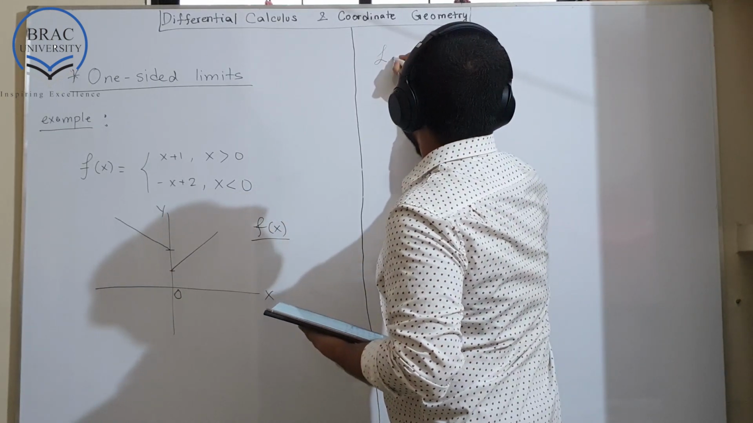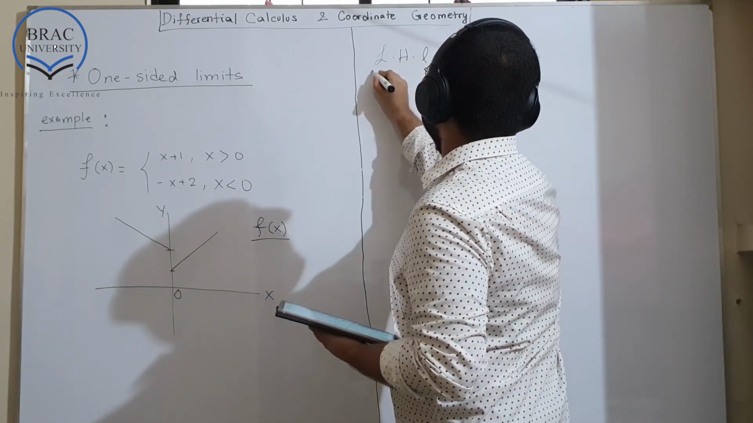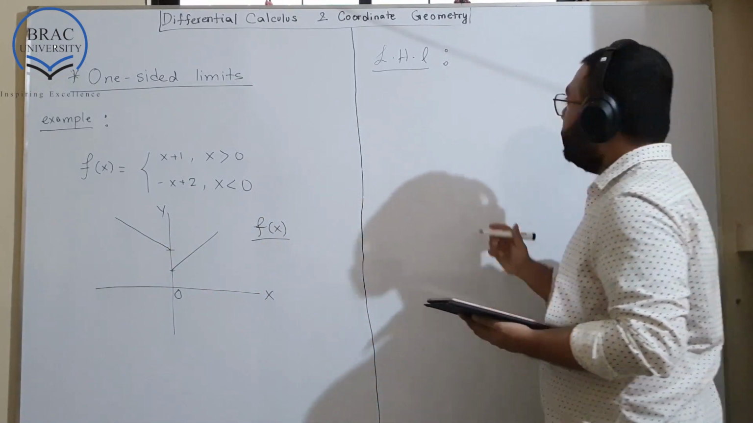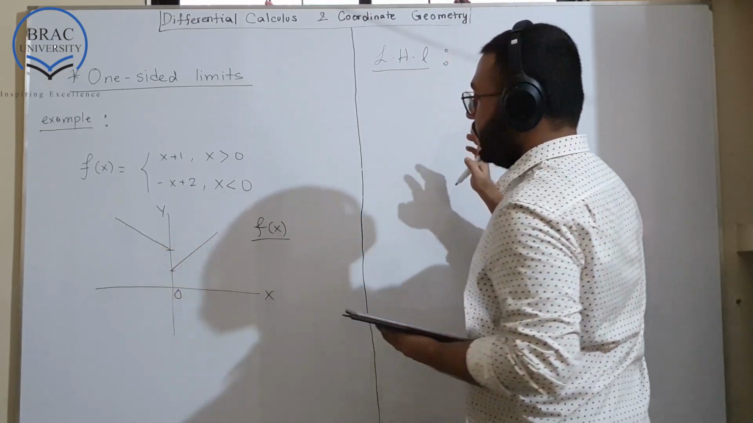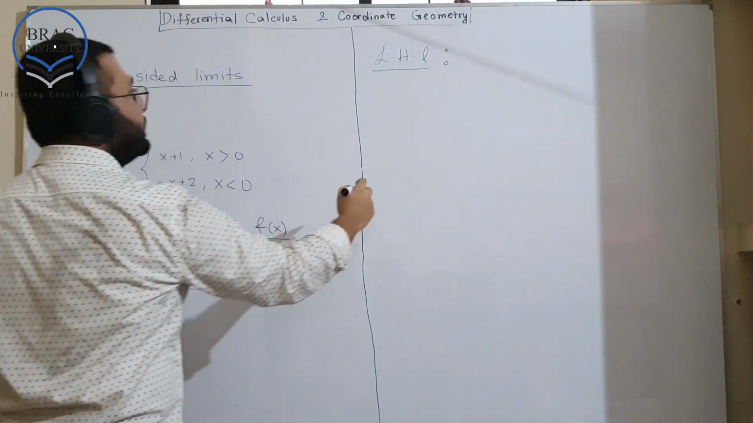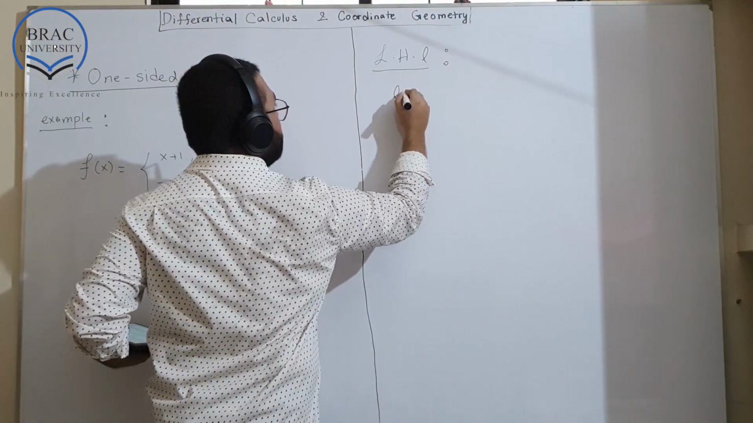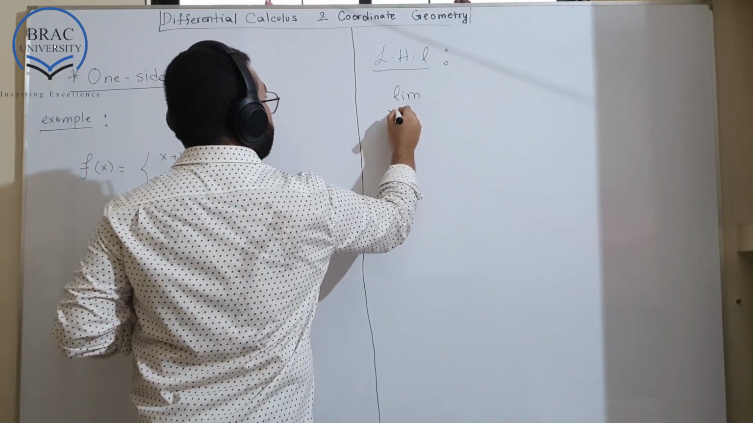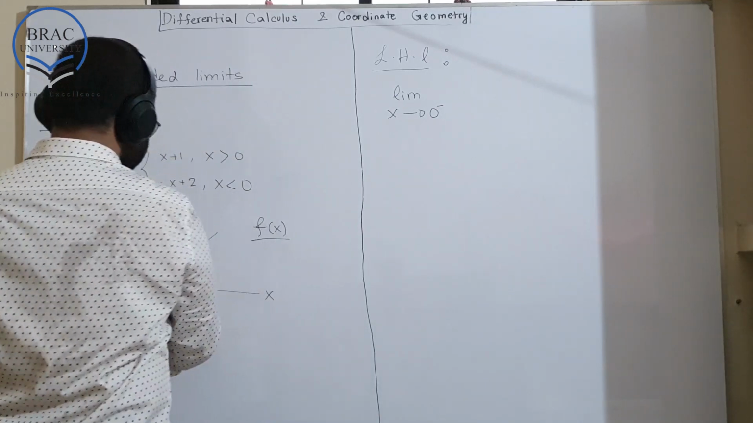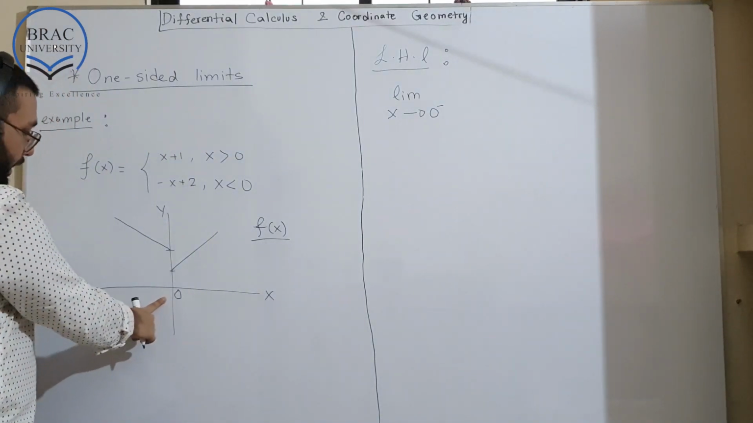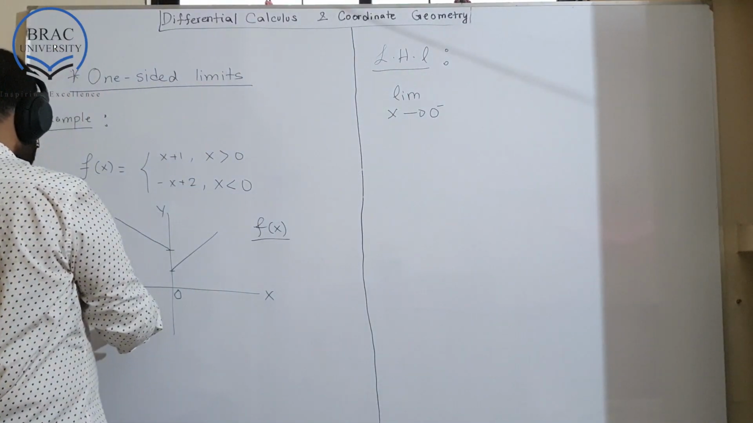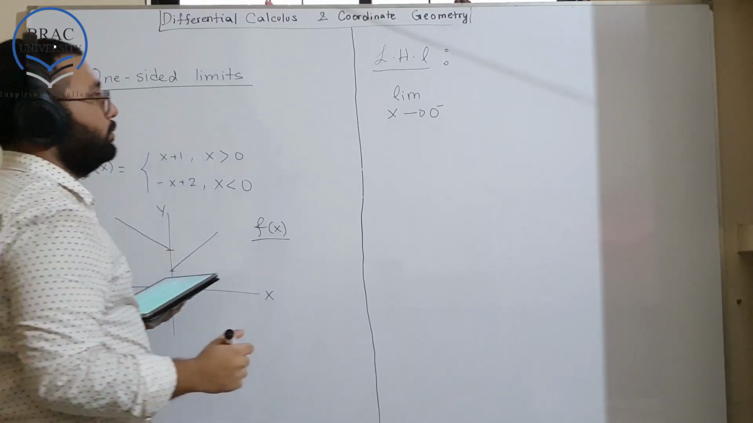Left hand limit. We have the definition of left hand limit: we go from the left side. So let's say limit, x goes to 0 from the left side. We are computing the limit at x equals 0. When I go to 0 from the left side, which means this side, let's see what happens to my function.